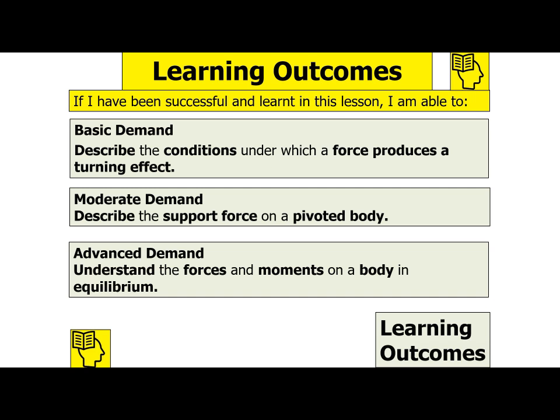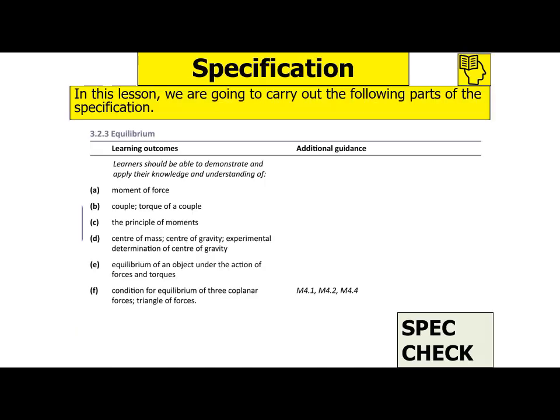If we've been successful in today's lesson, we should be able to describe the conditions under which a force produces a turning effect, describe the support force on a pivoted body, and understand that the forces and moments on a body can be in equilibrium. We're going to be looking at the following part of the OCR A-Level Physics specification: 3.2.3 Equilibrium, in particular, moment of force and the principle of moments.